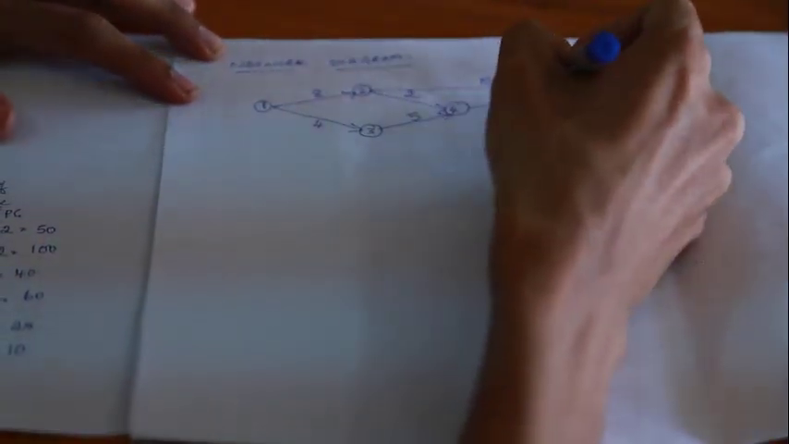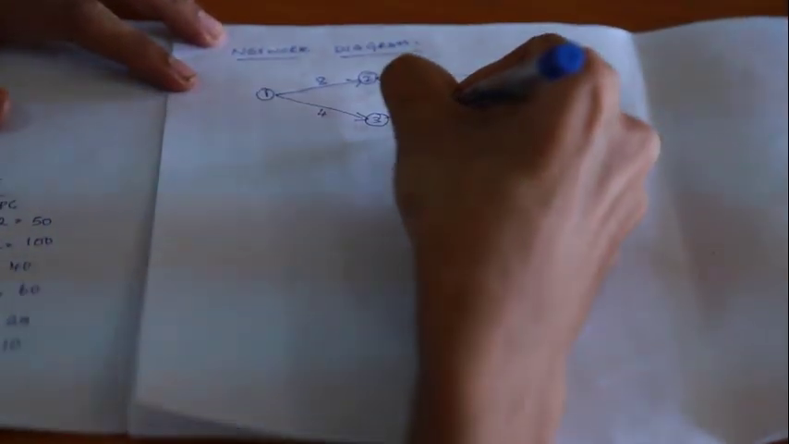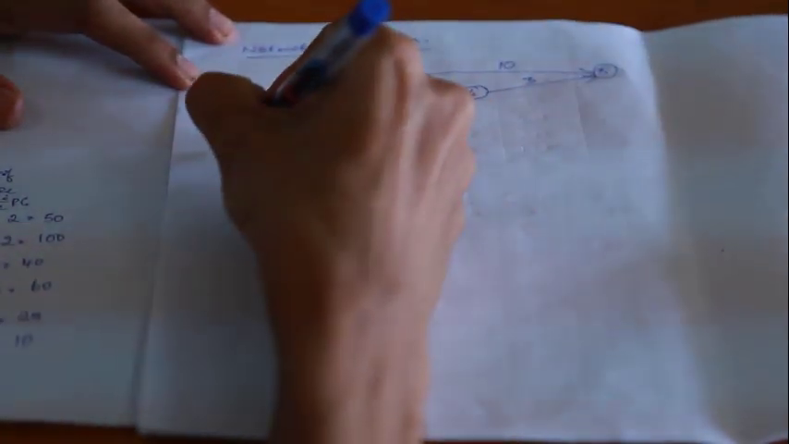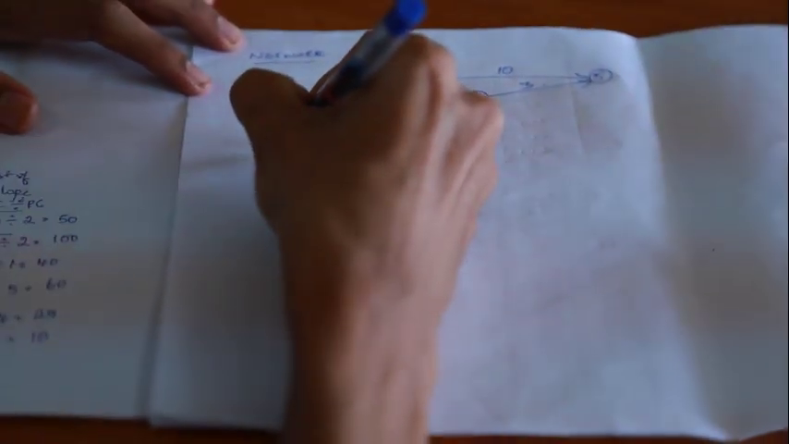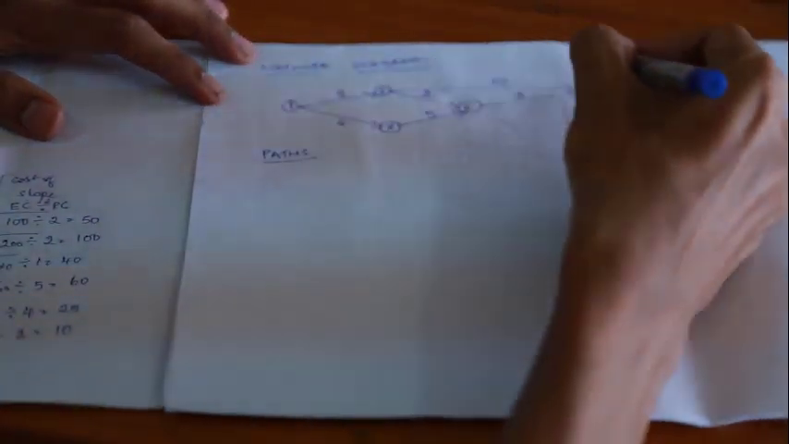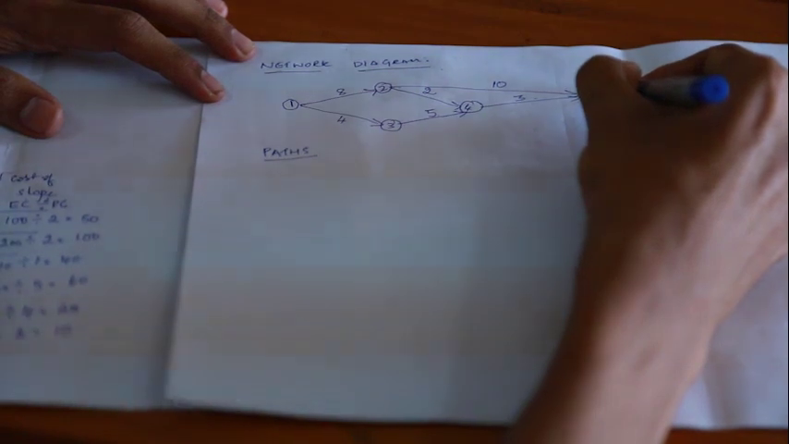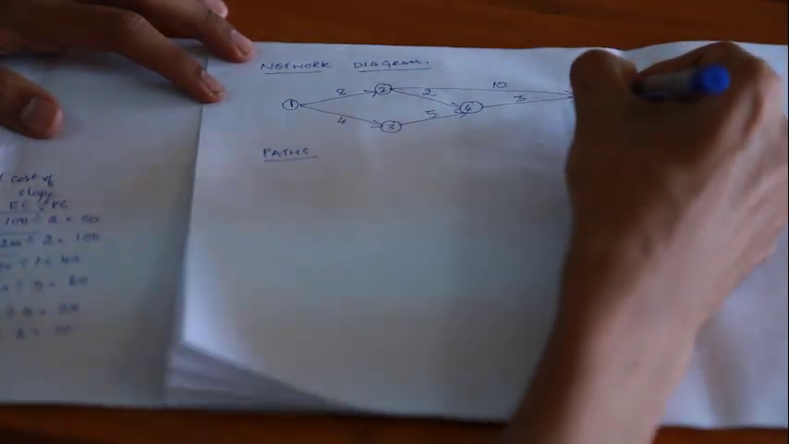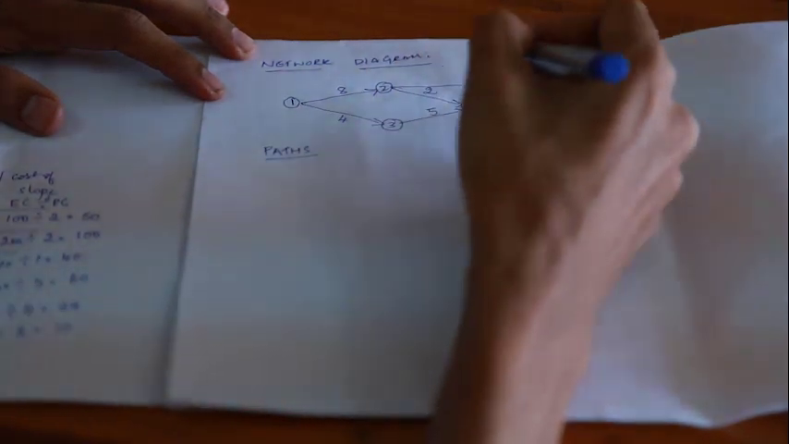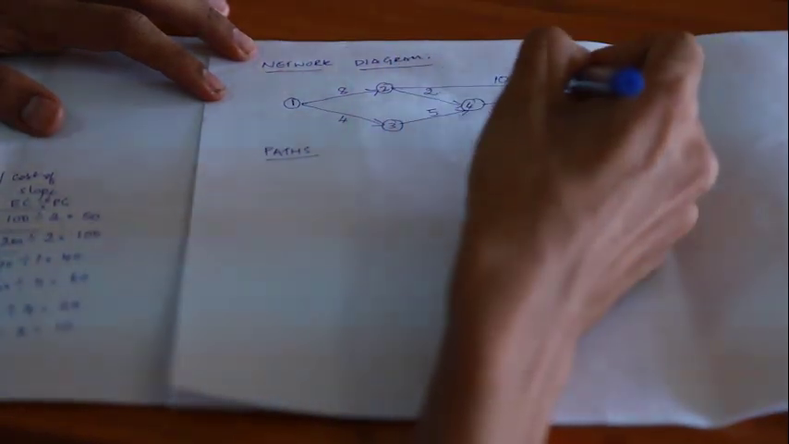Now, once we are done with drawing the network, we'll have to identify the different possible paths. From the starting node till the ending node, how many paths are available? For example, we have got 3 to 4 paths which are available to complete a project.